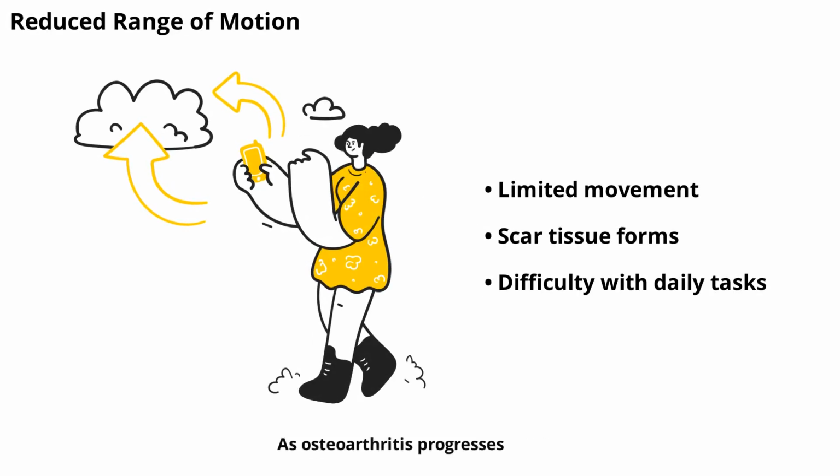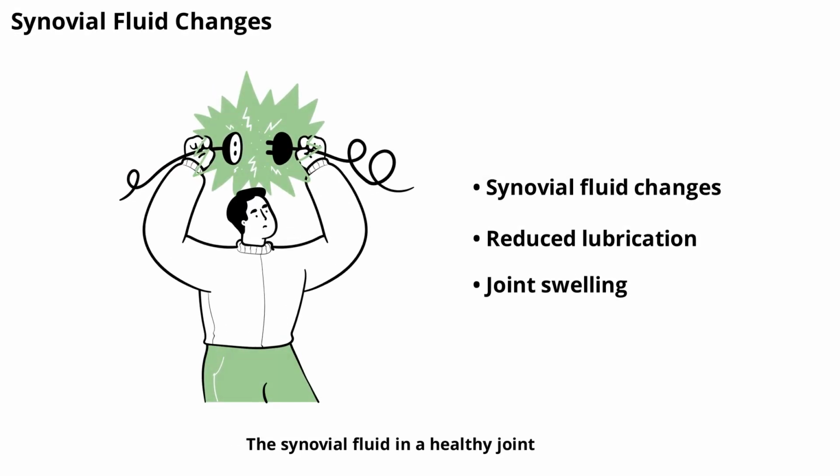As osteoarthritis progresses, the joint's range of motion becomes increasingly limited. Scar tissue, bone spurs, and swelling can all contribute to stiffness and difficulty moving the joint through its full range. Simple tasks like bending the knee, opening a jar, or turning the head can become difficult or even impossible without pain. The synovial fluid in a healthy joint acts as a lubricant and shock absorber. In osteoarthritis, this fluid can become thinner and less effective, or sometimes increase in volume due to inflammation.